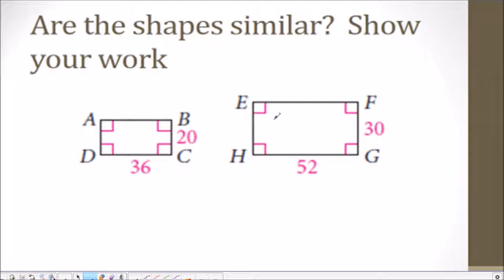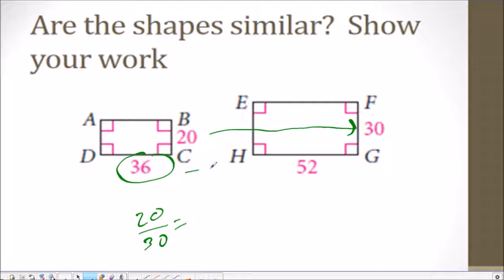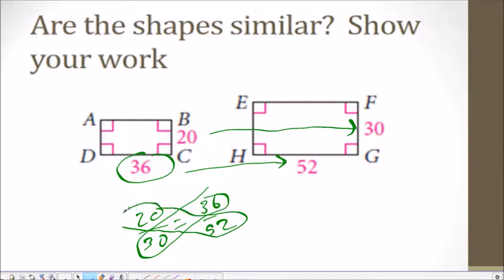Pick any number you want. The one that my pen lands on first is 20. 20 corresponds to what other number? It looks like that goes to the same spot on 30. Cool. And then I'm going to pick 36, and I'm going to go to 52. Notice both my arrows are pointing the same direction. I'm going little shape to big shape. So 36 over 52, and then all I need to do is cross multiply these, and then we're going to be able to answer our question.